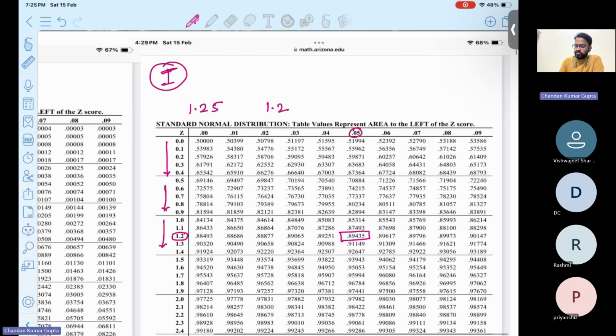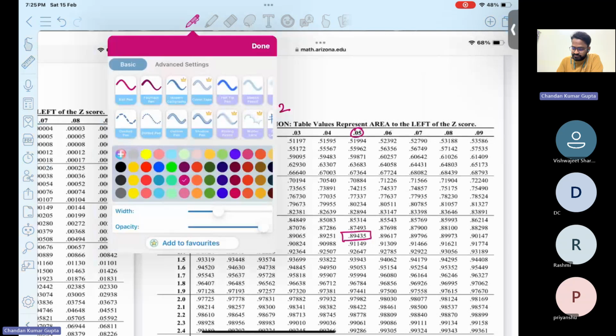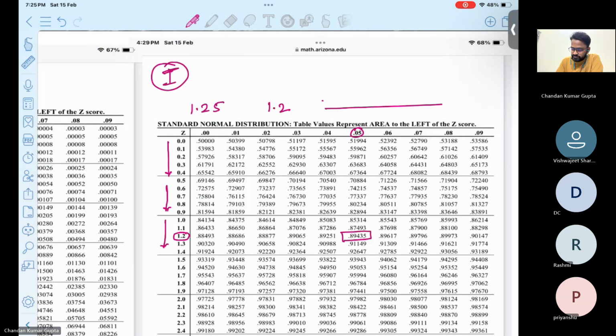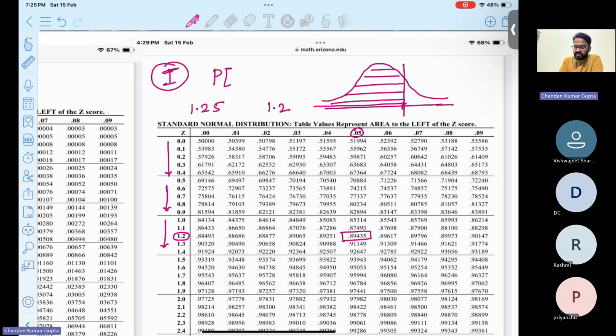But there is no curve actually given, so let me draw a curve. Look at the caption of the table, standard normal distribution. The table values represent area to the left of the Z score. So that means if this is the Z score, then the table value gives the area of this side only. That means the probability that Z is less than or equal to z. We are given this table in this format only.